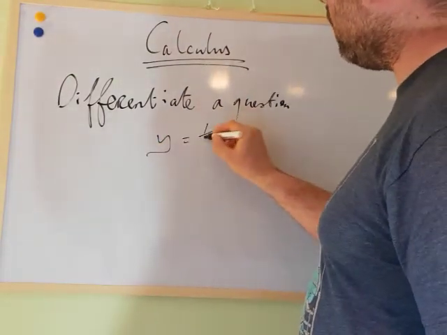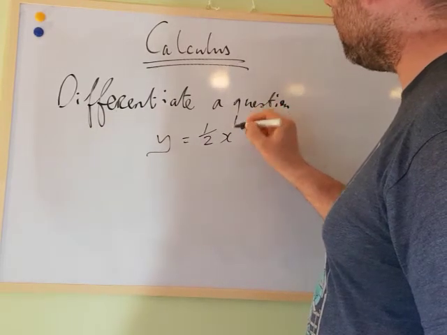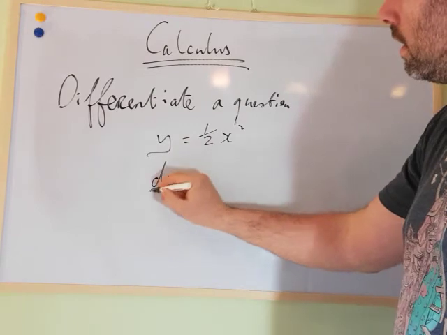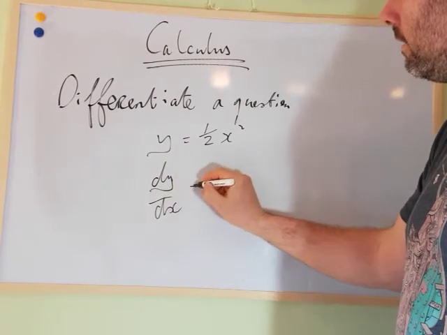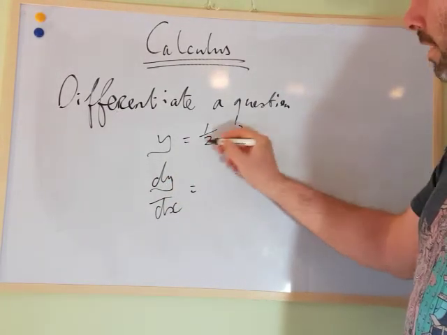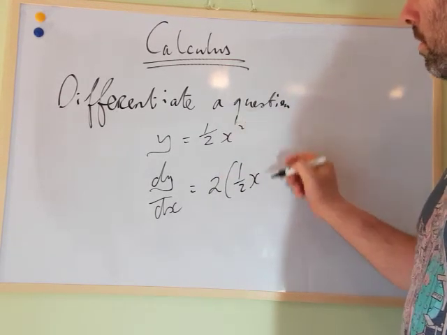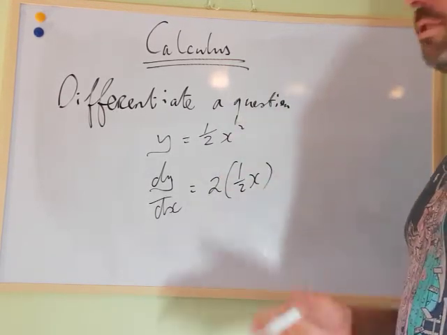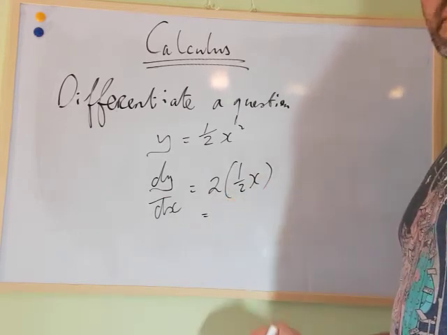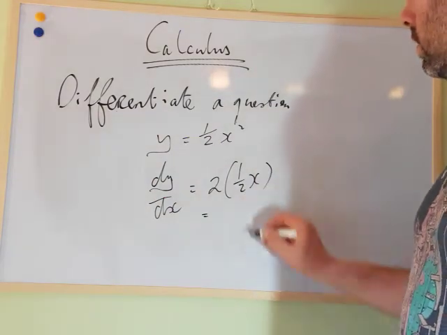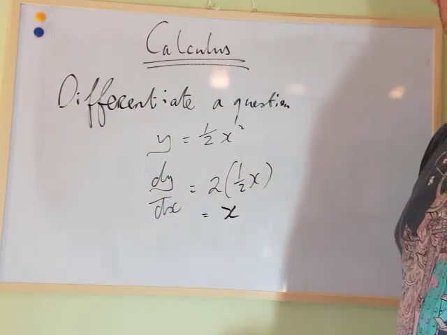y is equal to a half x squared. So dy over dx is equal to, bring down the power to multiply, reduce the power by 1, so we get 2 times a half. Well, what's 2 times a half, folks? 2 times a half, or a half of 2, is 1. So the final answer would be just x.